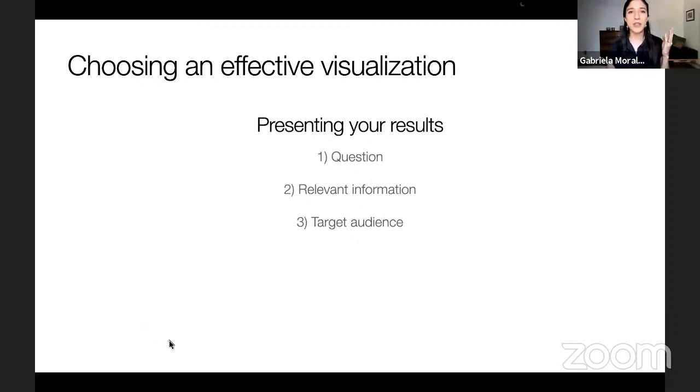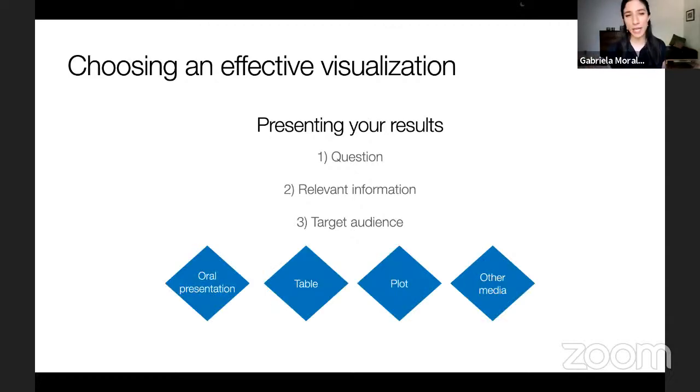Now, you can present your results in a variety of ways. You can write them down, you can give oral presentations, you can use tables, plots, and other media. But you still need to think about these three things before you present. In this webinar, I'm going to be focusing on plots, on graphs. This is one of the flashier and more useful ways of communicating your results, because if you make them nice and useful enough and effective, they will stand by themselves. So you won't need to explain the graph or your results.